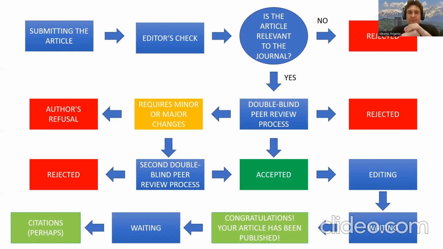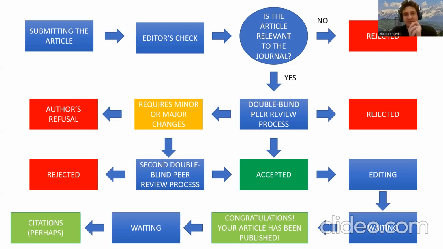After the double-blind peer review process, you might get different types of answer. The first one is they didn't like it, so your article got rejected. You need to find another journal or modify your article, but you cannot publish there. The second option is that your article is so fantastic that it is immediately accepted. Now, this is a kind of rare phenomenon. Really rarely it happens.